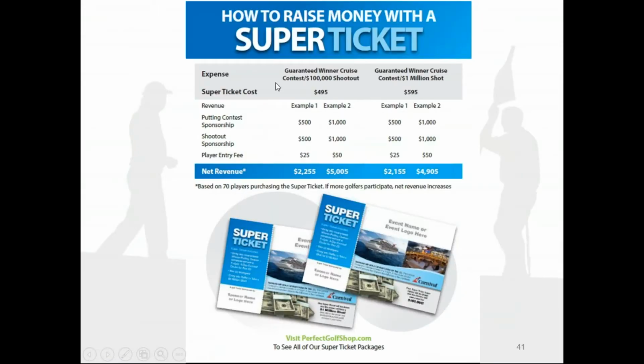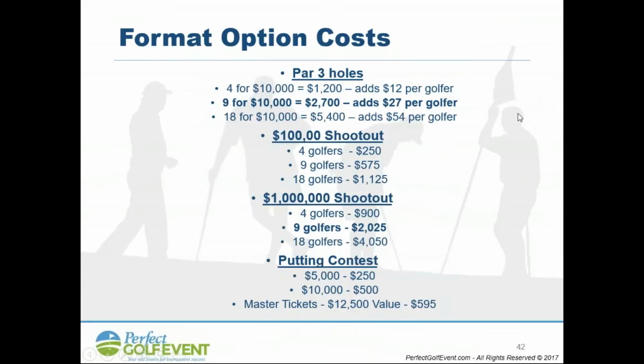Here's an example of how to do it. This shows you how the math works on it. And so, you sell entry fees, sponsorships, and what you can net out of doing the different types of tickets. I won't go through the details, but you'll have a copy of this.